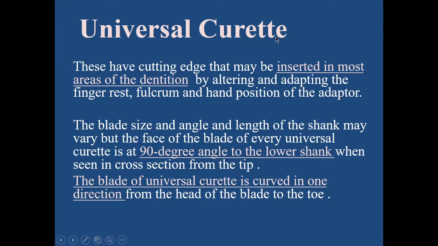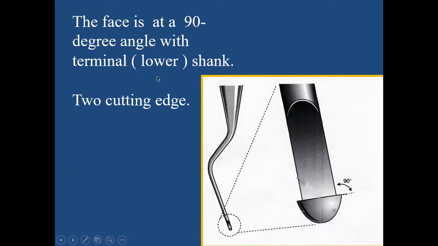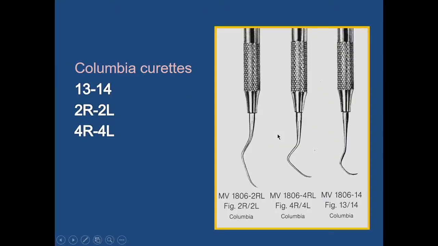So the curettes are classified into universal curettes and area specific curettes. Universal curettes have cutting edges that may be inserted in most areas of the dentition and have a 90-degree angle to the lower shank, just like the sickle scaler, and the blade is curved in one direction. You see the angle between the face and the lower shank is 90 degrees and they have two cutting edges, just like the most famous Columbia curettes.